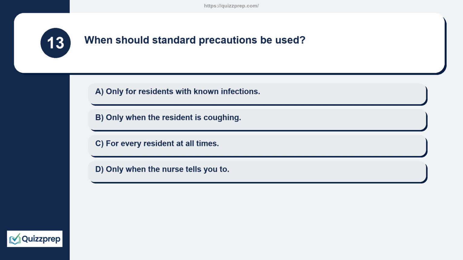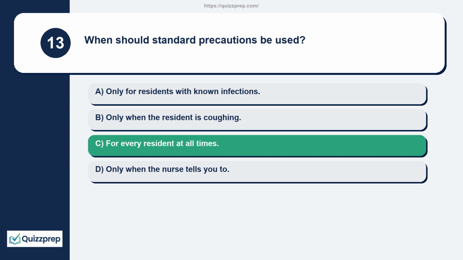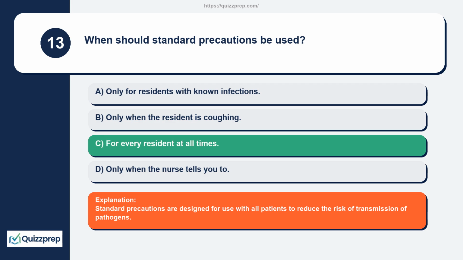Question 13. When should standard precautions be used? Only for residents with known infections. Only when the resident is coughing. For every resident at all times. Only when the nurse tells you to. Standard precautions are designed for use with all patients to reduce the risk of transmission of pathogens.